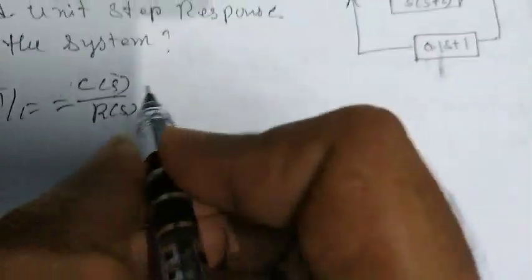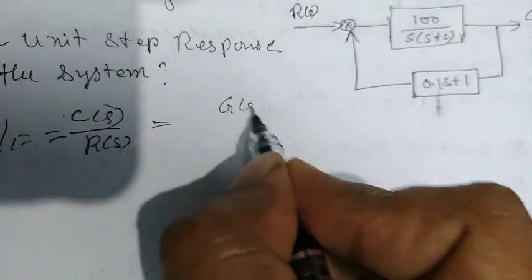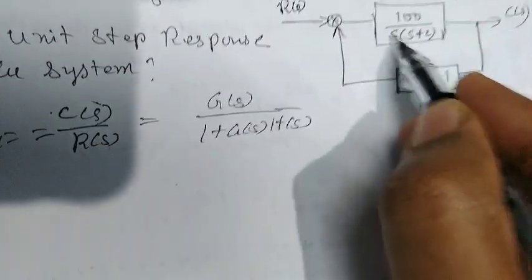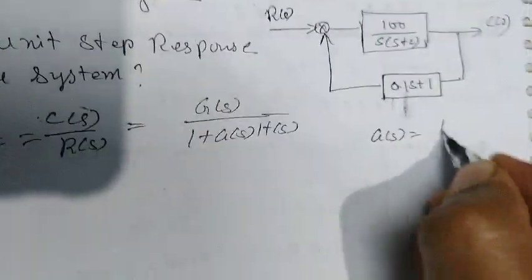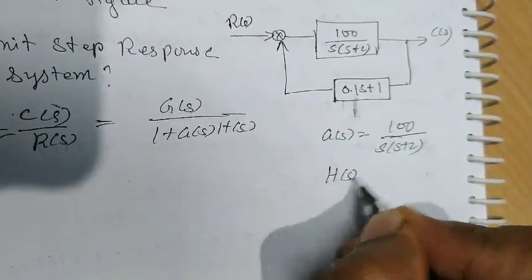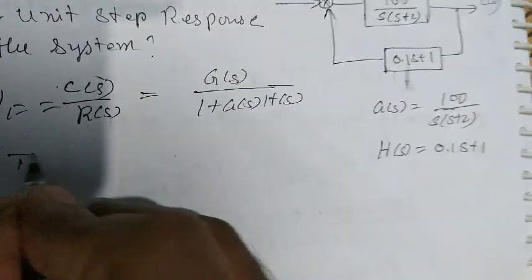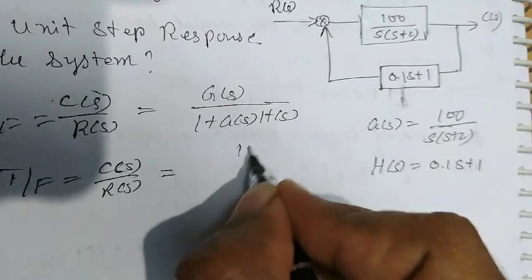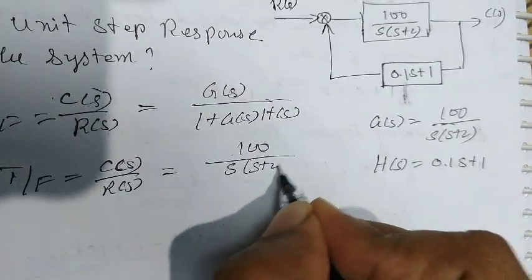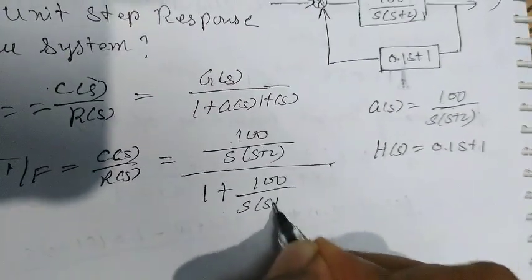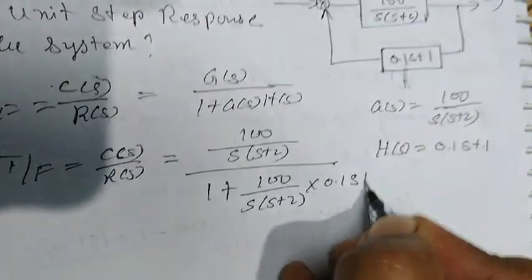Transfer function C of s by R of s is equal to G of s divided by 1 plus G of s H of s. So G of s is this one. We know G of s is given by 100 by s into s plus 2, and H of s is given by 0.1 s plus 1 from the diagram. So substituting in this, I'll get my transfer function C of s by R of s equal to 100 by s into s plus 2, whole divided by 1 plus 100 by s into s plus 2 into 0.1 s plus 1.